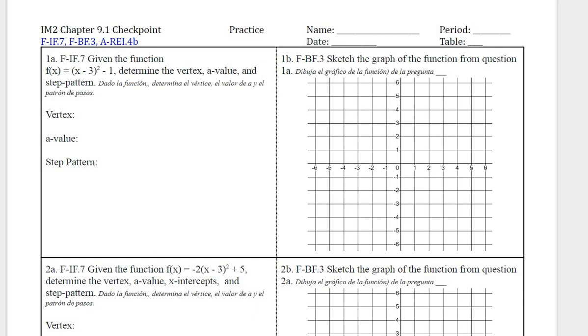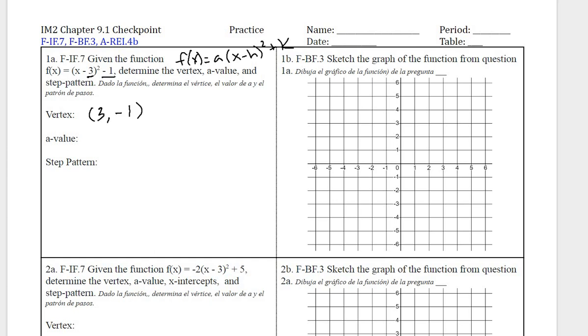First problem says, given the function f of x equals (x minus 3) squared minus 1, determine the vertex, a value, and step pattern. So our vertex comes from our graphing form equation. We have f of x equals a times (x minus h) squared plus k, and the vertex is at h comma k, which for us is 3 comma negative 1.